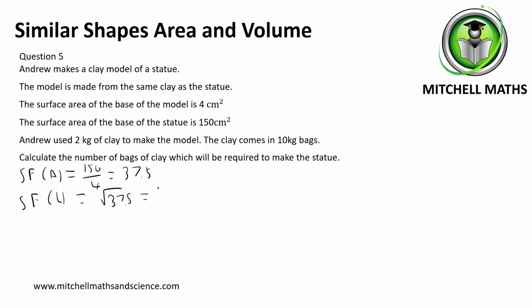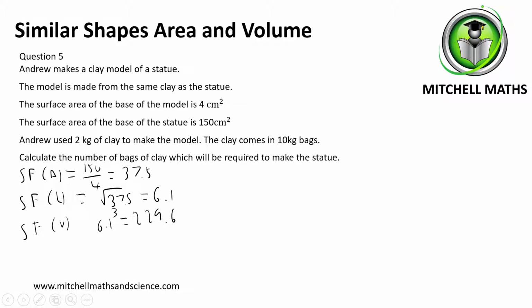So that would be 6.1. What I'd do though is keep the answer in your calculator so you don't get any rounding errors. And then you'd need to cube that value in order to get the scale factor for the volume. So it'd be 6.1 cubed. In your calculator though, you'd click answer cube, which is what I did, which got me 229.6. So that's the scale factor of the volumes. And again, you keep that in your calculator.